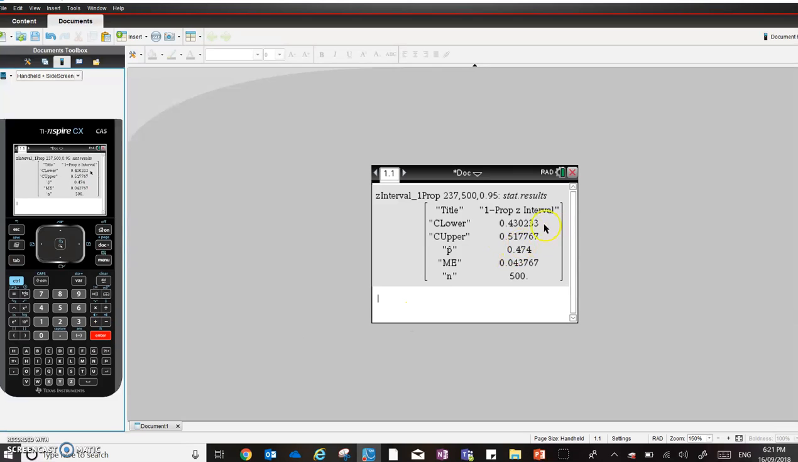So we can see that my lower limit of the interval is 0.43. My upper limit to the interval is 0.51. So this is my 95% confidence interval, 0.430233 to 0.517767.